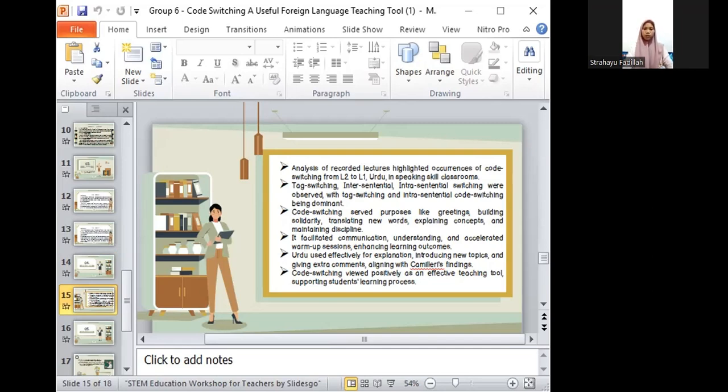The findings align with previous research indicating that code switching is employed as a teaching tool to enhance learning outcomes and foster a positive learning environment. Despite awareness of language policy, teachers continue to utilize code switching to cater to the students' needs and improve learning success.